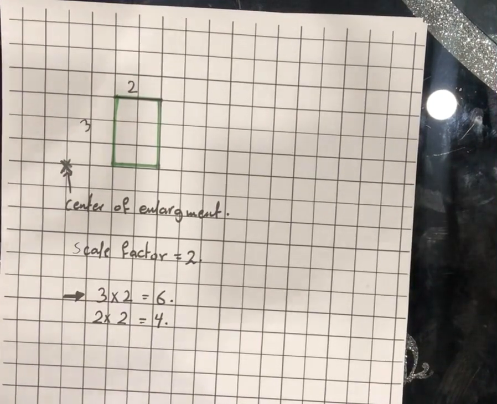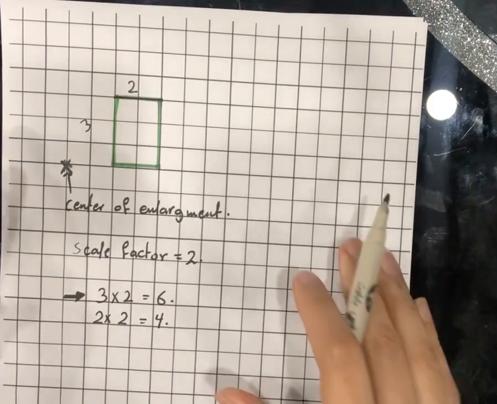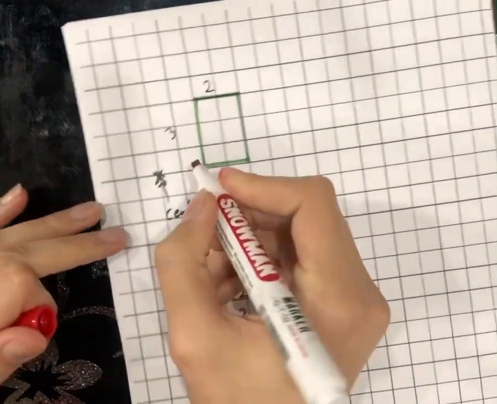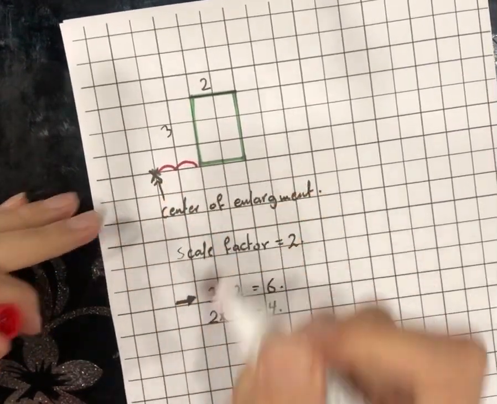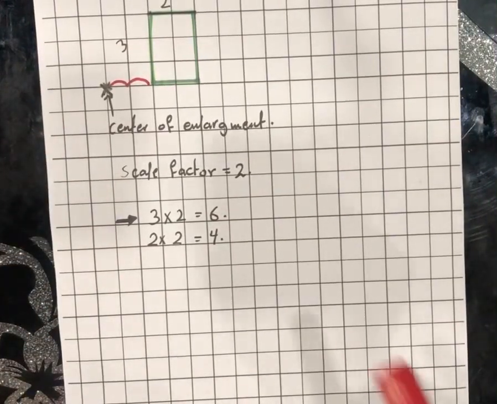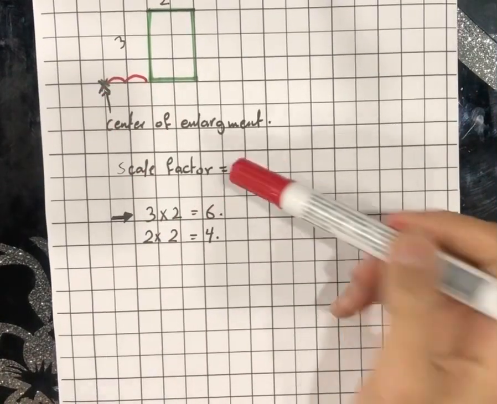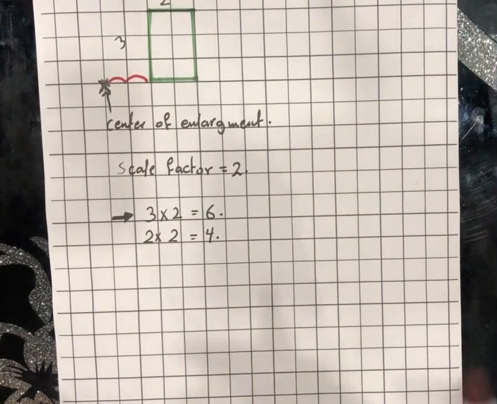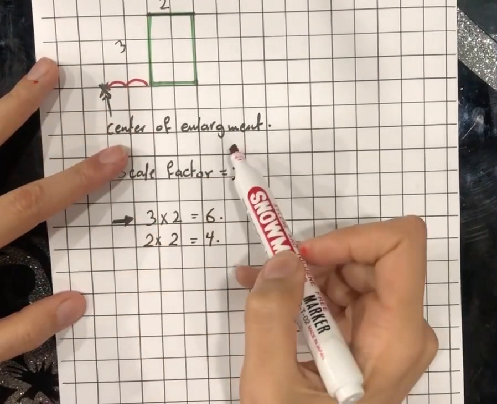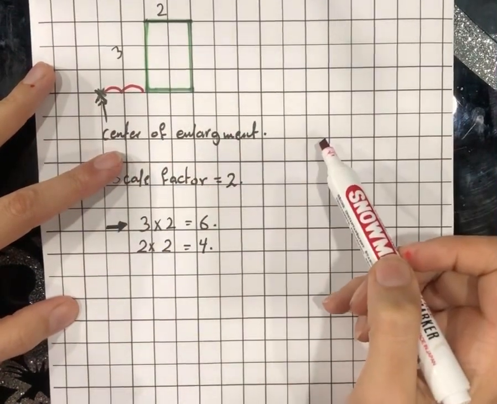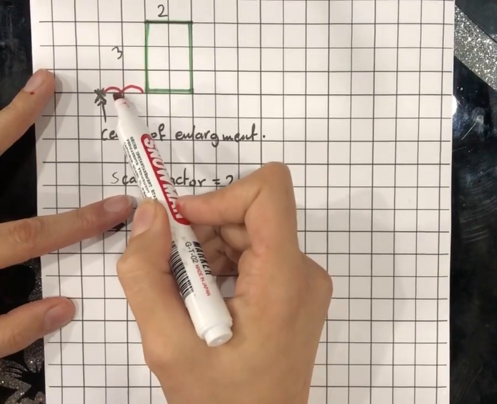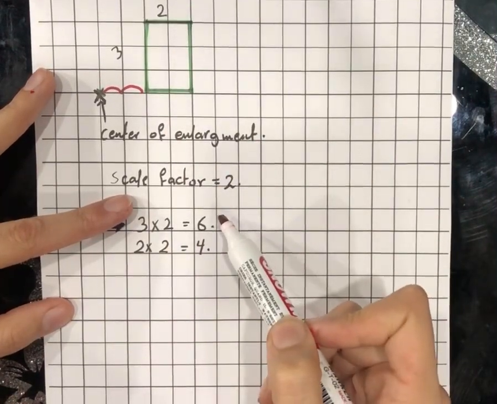But I need to take into consideration my center of enlargement. Now you may see here that the center of enlargement is 2 squares far from my rectangle. I also need to multiply my distance by my scale factor. So for the first shape, my rectangle, it is only 2 squares away from the center of enlargement. For my image that I will draw, it needs to be multiplied by 2. So 2 times 2 will be 4.